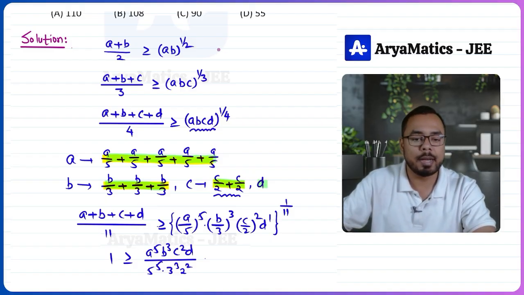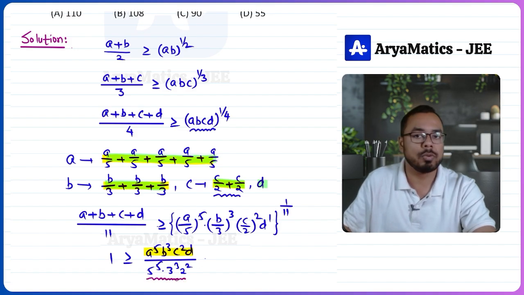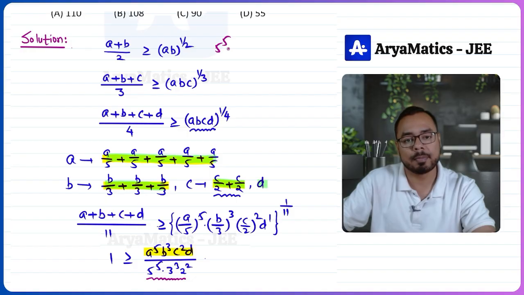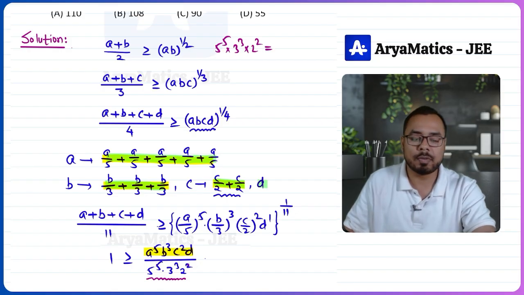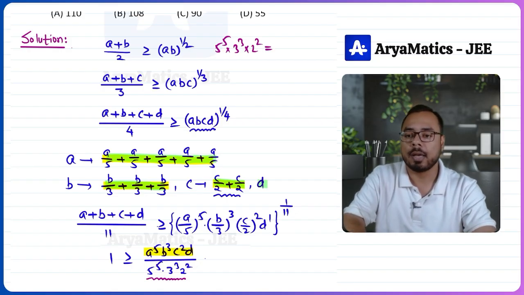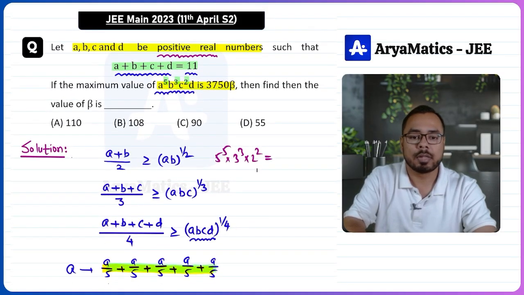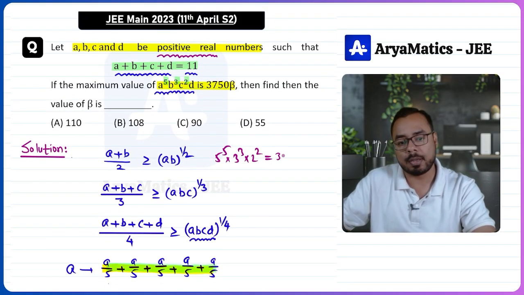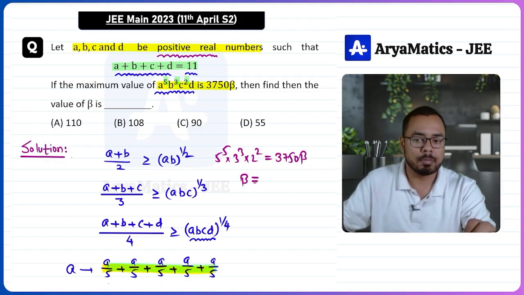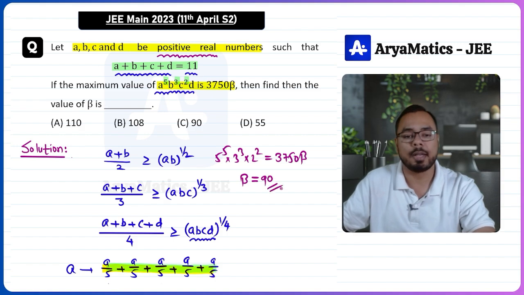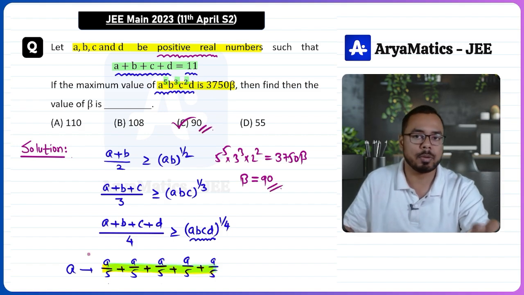And now from here one can clearly see that the maximum value of this numerator will be nothing but 5 raised to 5 into 3 cube into 2 square. This is the maximum value of A raised to 5, B cube, C square and D. And this thing is given as 3750 multiplied by beta, right? So from here we can find the value of beta. Calculation you can do on your own. After simplifying this, you will find that beta is 90, and hence the correct answer for this problem will be option C.